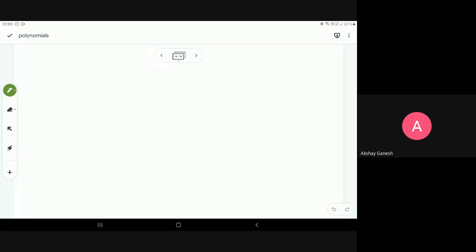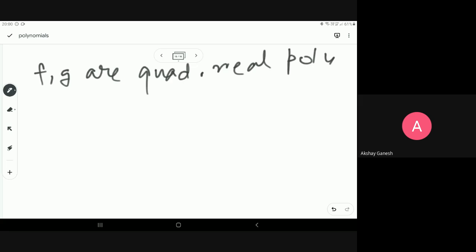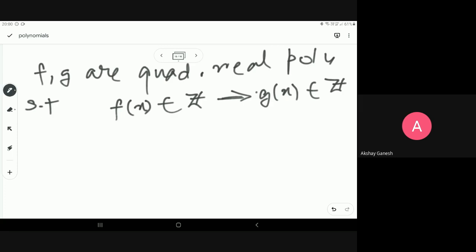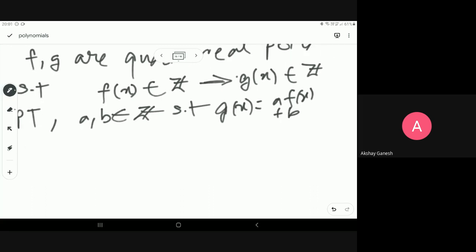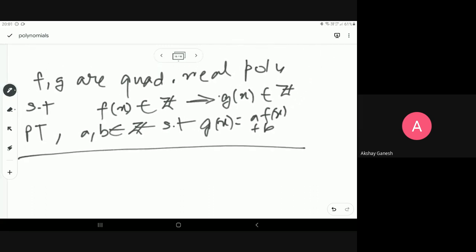So what does it say? f and g are quadratic real polynomials such that whenever f(x) is an integer, g(x) is also an integer. Prove that there exist integers a, b such that g(x) equals a f(x) plus b. Okay, so how do we solve this problem?